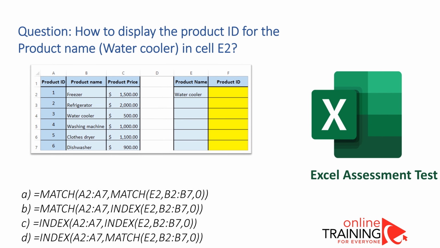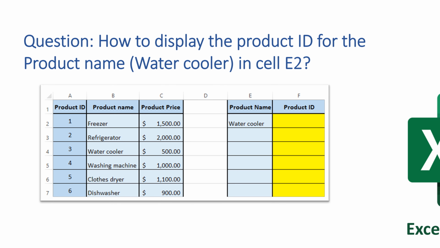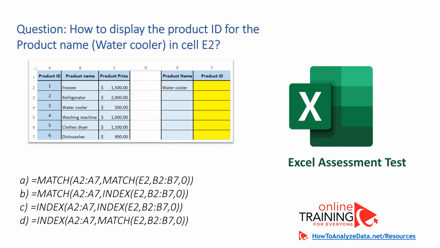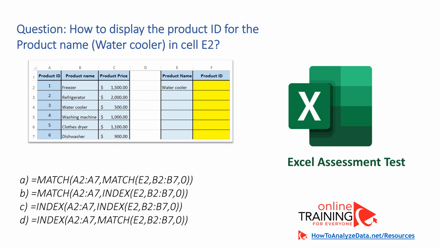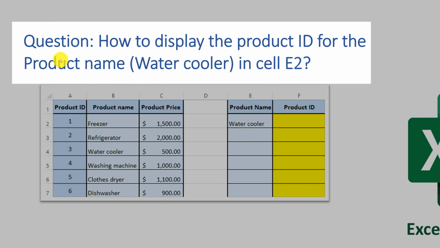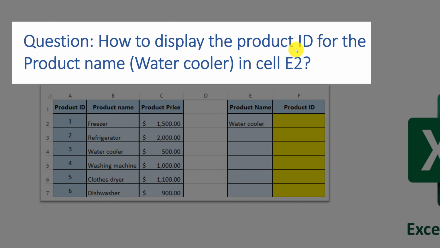Not so long ago, Excel assessment test questions always had VLOOKUP functions in them. Since additional functionality was added into Microsoft Excel, now you are tested for your knowledge of index and match functions, which is a more sophisticated equivalent of VLOOKUP. For example, how to display the product ID for product name water cooler in cell E2.